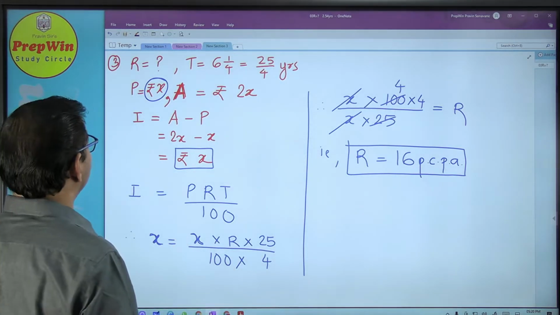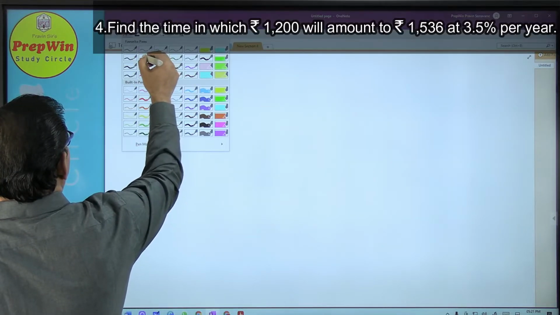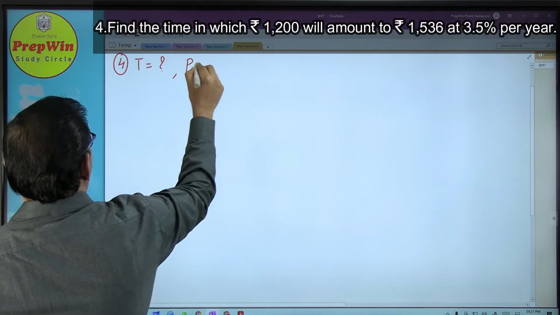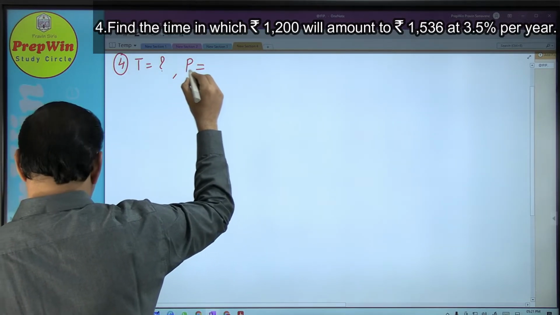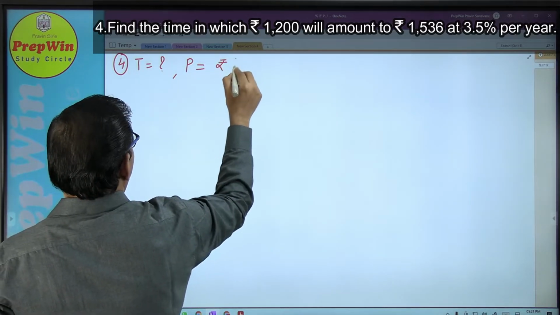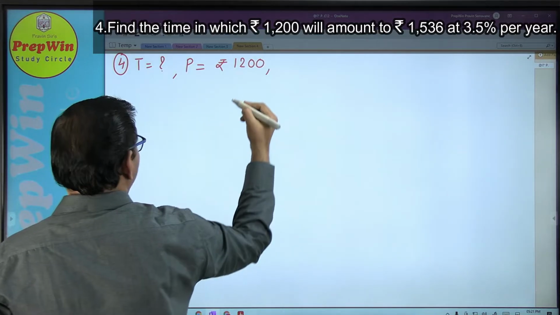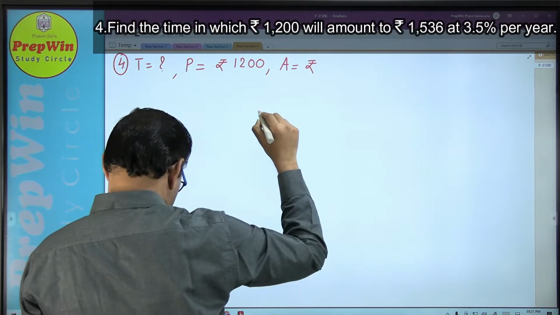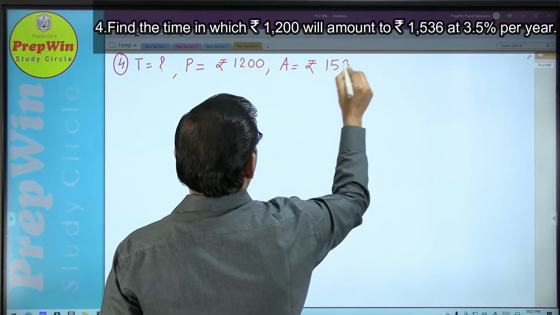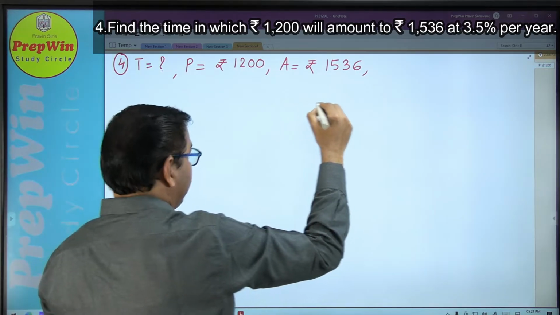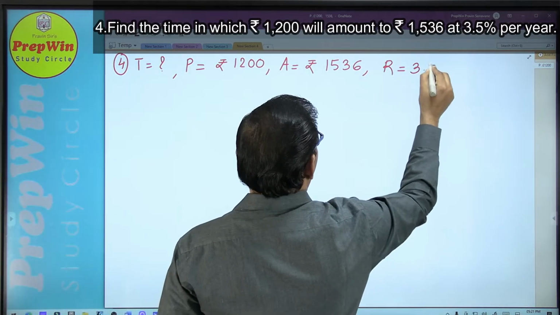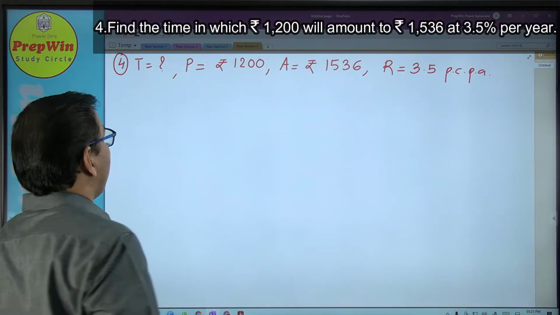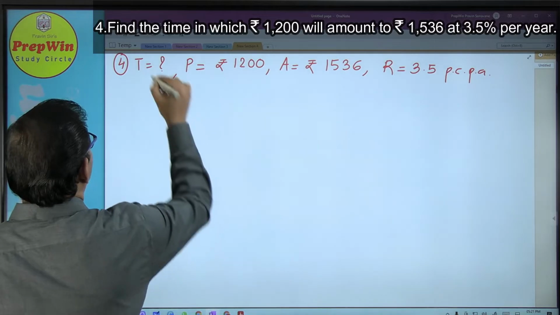Come on, copy down this question. Now this sum says find the time. So we have to find out time. Principal, okay, sum invested is rupees 1200. Principal is 1200. Amount is rupees 1536. And rate of interest is 3.5% per annum. Now first of all, what is the formula which we are going to use?